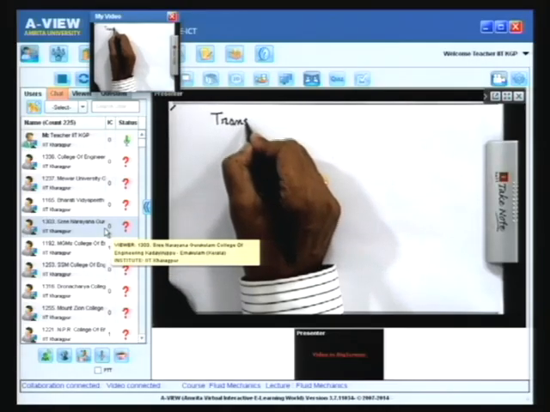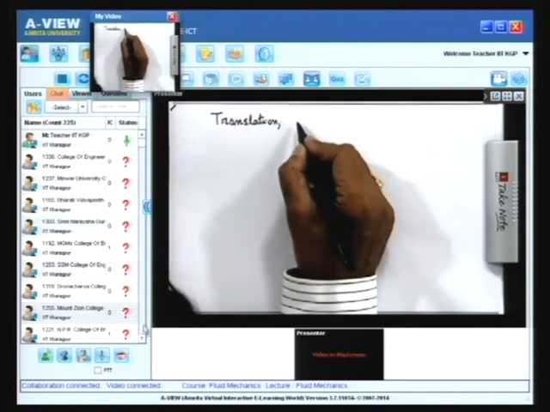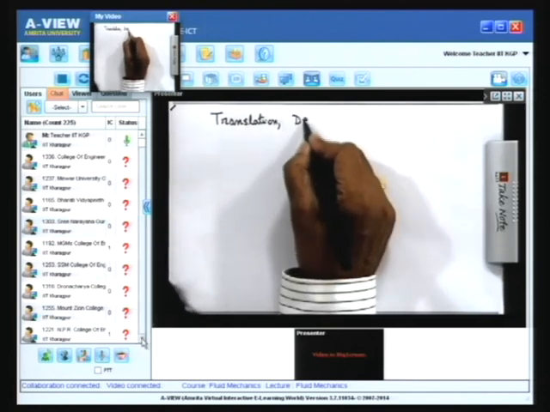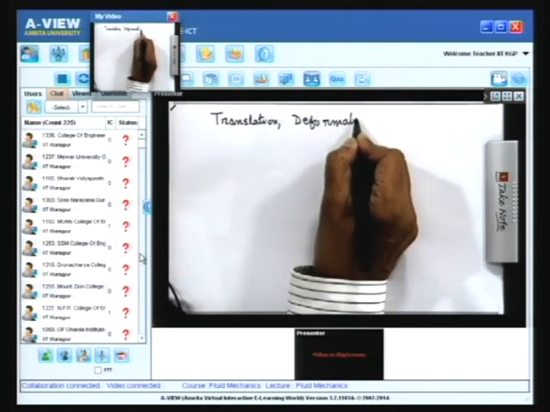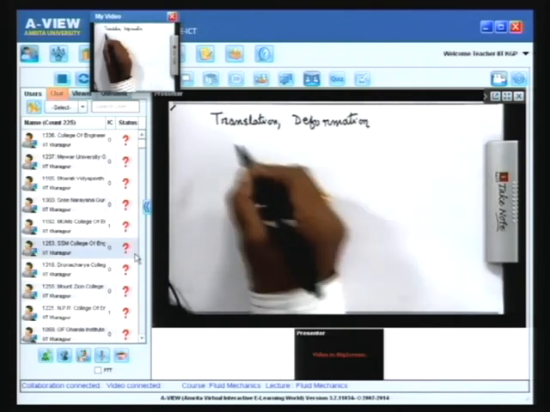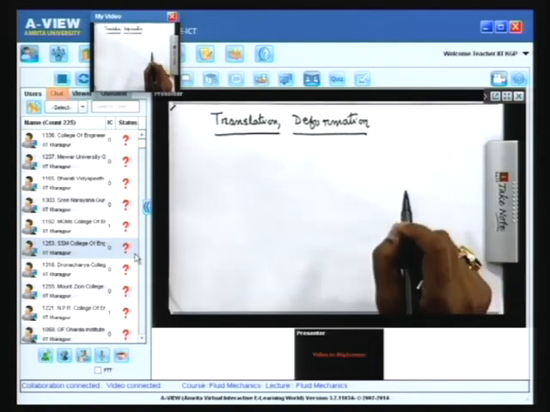One is translation, another is deformation. Two important things. Now, what is translation and what is deformation in a fluid flow?